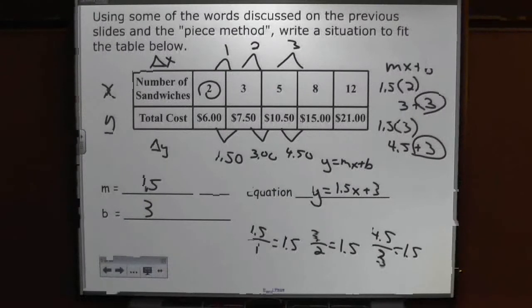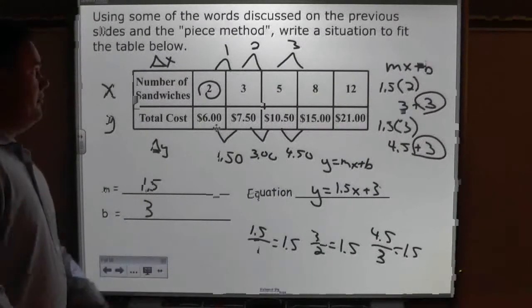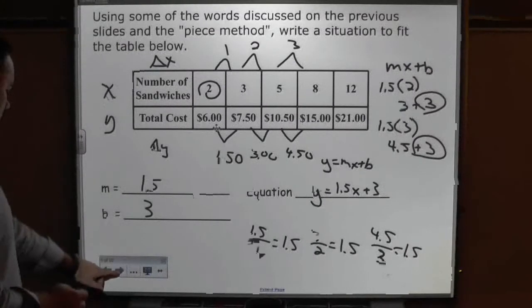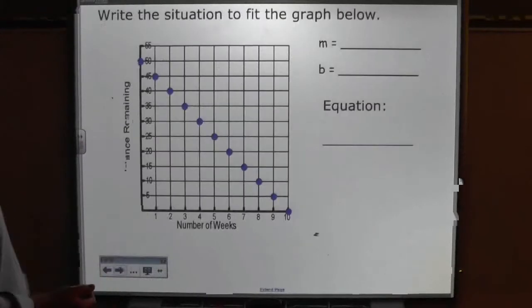Alright. So, from this, I want you guys to write a situation dealing with number of sandwiches and the total cost. So think about it. How much per sandwich, and what does he pay to begin with? Does he buy something else with that? What else would you buy with a sandwich? All right, that might be $3. Think about that. Maybe you bought a drink and a bag of chips. They cost $3. Think of something like that when you write this situation.